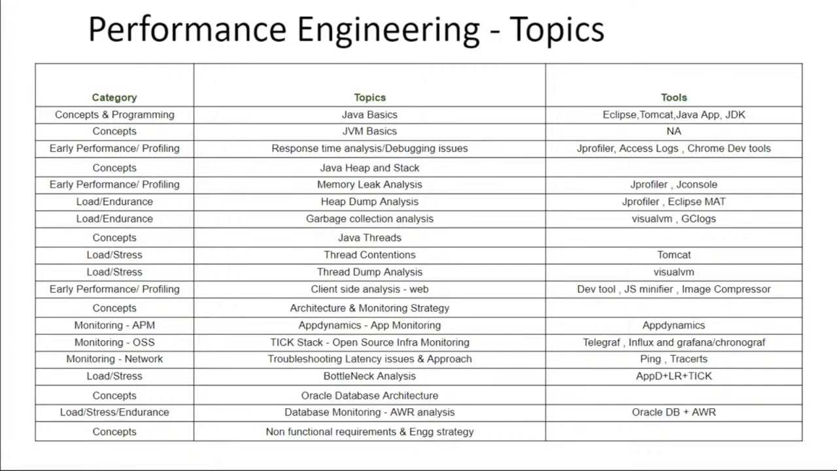So we will look into response time analysis, we will look into the memory analysis, we will look into the heap dumps, we will look into GCs, and then the threads. What are thread contentions? Why would there be a contention with threads? How to analyze the thread contentions? How to configure the threads, minimum threads, minimum heap, maximum heap, thread dump analysis. All these things are what we are going to learn as part of your early performance engineering.